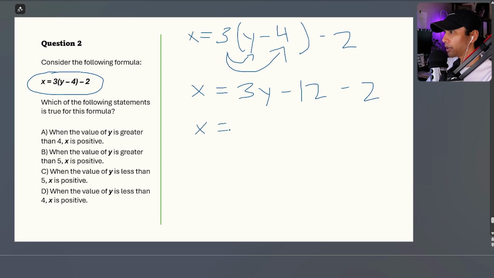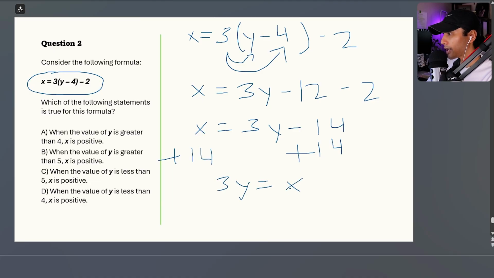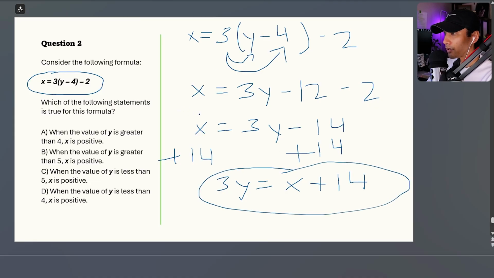Then we're going to combine, so minus 14. And then we have our equation, actually. So we're going to add 14 to both sides. Then we have 3y equals x plus 14. This is the equation I'm going to use. I'm not going to go further. I don't want to deal with the fraction. So I'm going to write it up top here.